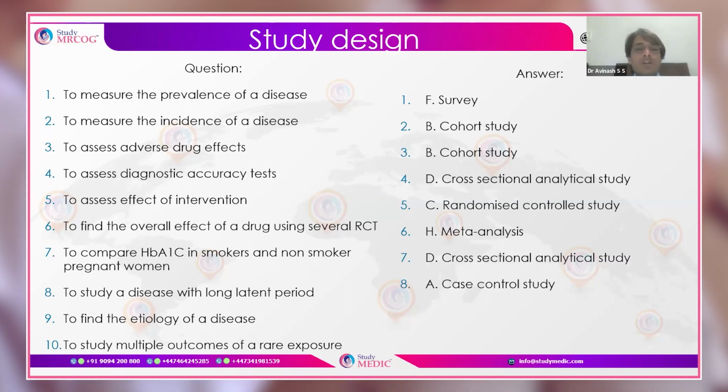To study a disease with a long latent period, which means it takes a lot of time to develop, we may select those who already have the disease and do a case-control study, asking the history of exposure to find the odds of disease in those exposed and unexposed.